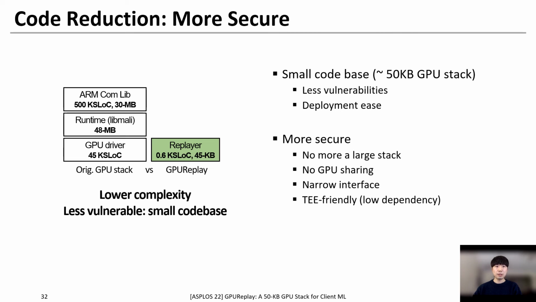In our implementation, we've achieved a great reduction of the code base for GPU computation. The replayer is less than 50 kilobytes with less than 1K lines of code. Compared to the original GPU stack, our replayer is less vulnerable and easier to deploy. The replayer is more secure than the original GPU stack because it does not have a wide interface, taking predefined GPU behaviors only. Also, by our design, the replayer does not share the GPU with other applications simultaneously. A small replayer with lower dependencies facilitates TEE deployment to secure GPU computation.